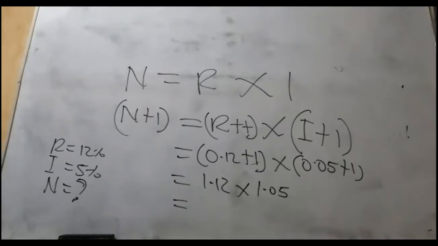So that will be 1.12 times 1.05. That's 1.176. How do you get that?